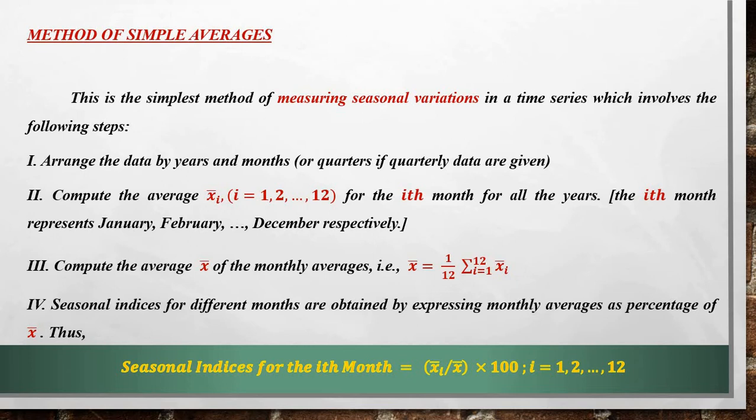Then compute the average x̄ of the monthly averages, that is, x̄ is equal to 1 by 12 summation of i from 1 to 12 x̄i. Then seasonal indices for different months are obtained by expressing monthly averages as percentage of the x̄. Thus, seasonal index for the ith month will be equal to x̄i divided by x̄ into 100, and here i takes the values 1, 2, 3 up to 12. That is, for different months, we have different seasonal indices.